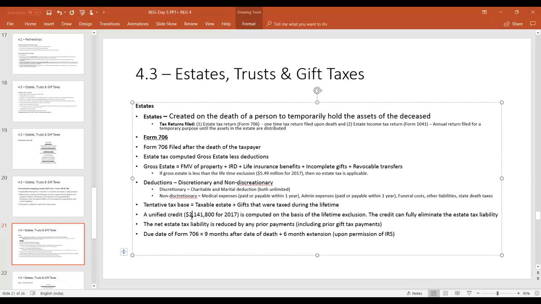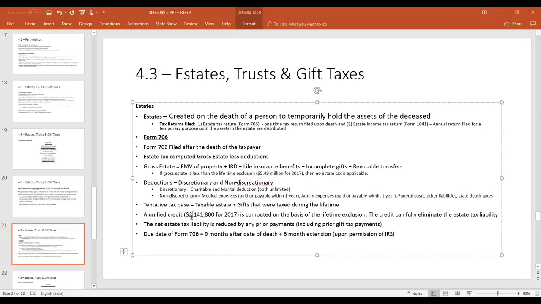Any incomplete gifts. Remember, when you studied gifts, we said gifts given during the lifetime, we need to file a gift tax return, but there may be some incomplete or revocable gifts. So all of those are lumped up and go into the gross estate, and also any revocable transfers that you have done. Now, this gross estate can be reduced by some deductions.